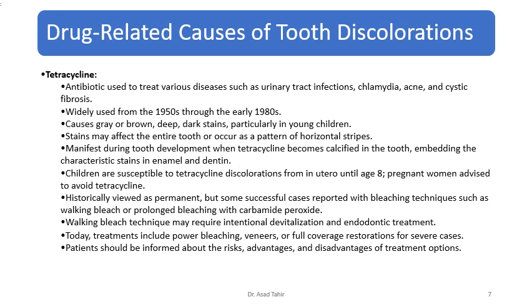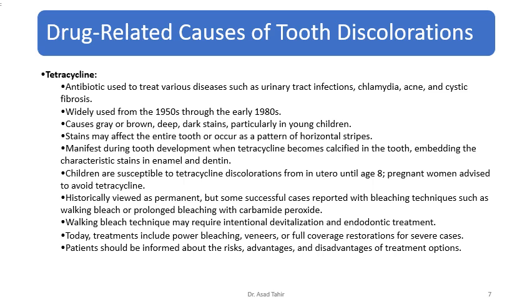Drug-related causes of tooth discolorations. Tetracycline, an antibiotic used to treat various diseases such as urinary tract infections, chlamydia, acne, and cystic fibrosis, was widely used from the 1950s through the early 1980s. It causes gray or brown, dark stains, particularly in young children. Stains may affect the entire tooth or occur as a pattern of horizontal stripes. They manifest during tooth development when tetracycline becomes calcified in the tooth, embedding the characteristic stains in enamel and dentin.